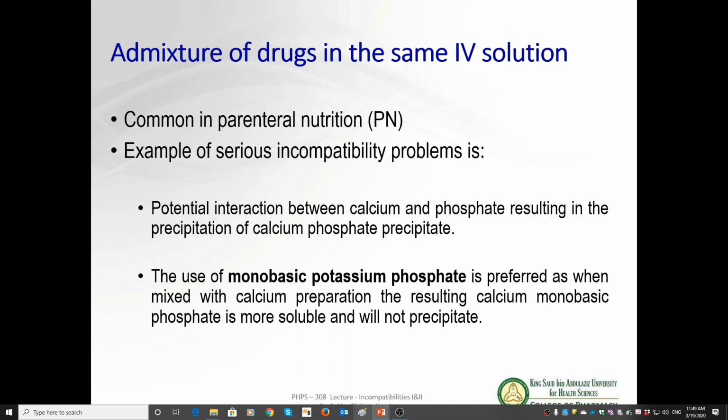So we consider this admixture in the same solution or in the same bottle. Okay. An example where serious incompatibility problems occur is always in TPN, the calcium and phosphate problem, or the chance of precipitation of calcium phosphate in the TPN admixture. Both are required and should be given.